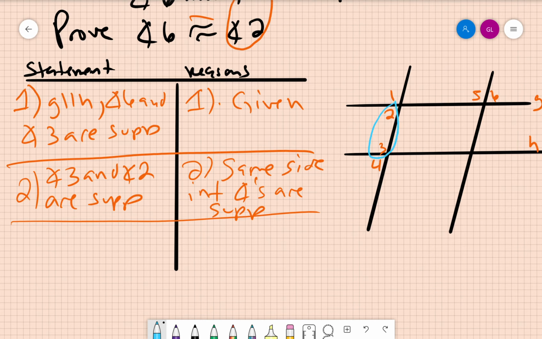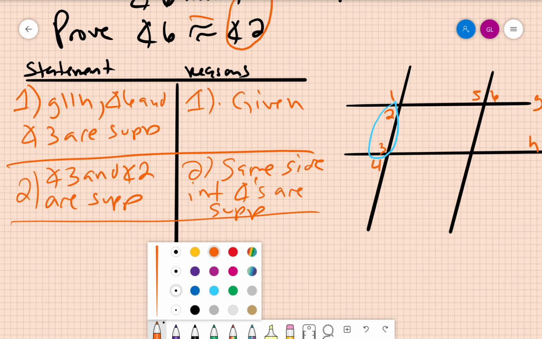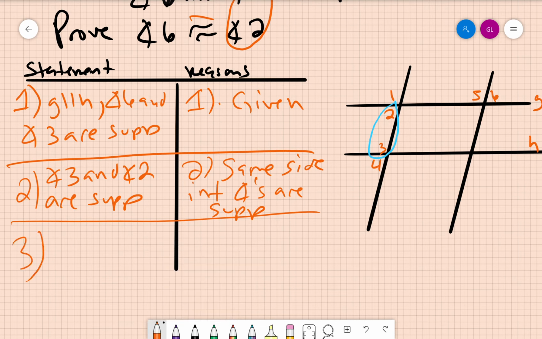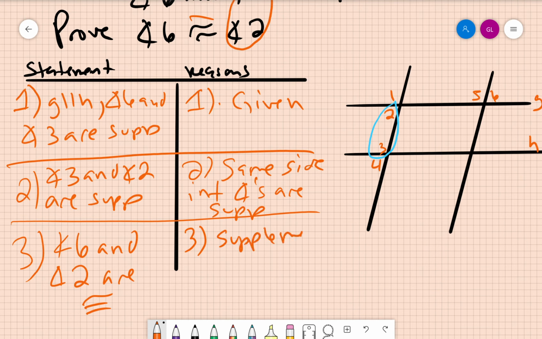Now, the last part is something we kind of haven't seen, but you can do. I want you to get this down because you didn't have this. I appreciate the way you did it, so I gave you credit for it, but it should look like this. So then now we're going to say that angle 6 and angle 2 are congruent. But this is why. So now we're going to put supplements of the same angle. Everyone get this down because no one had this. Supplements of the same angle are congruent.